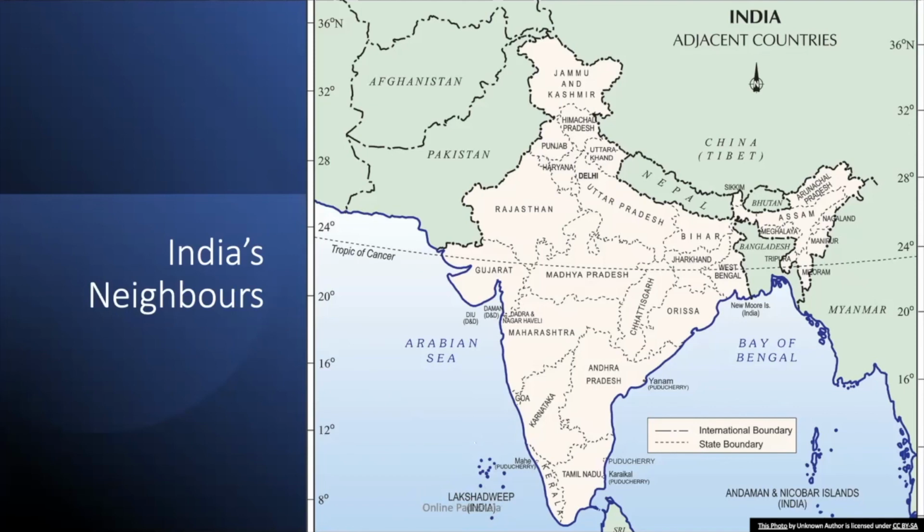This is a very quick summary of overall the size of India, its location, its different routes, and its connectivity to different nearby countries through the ocean or through the land routes, and also its neighbors.